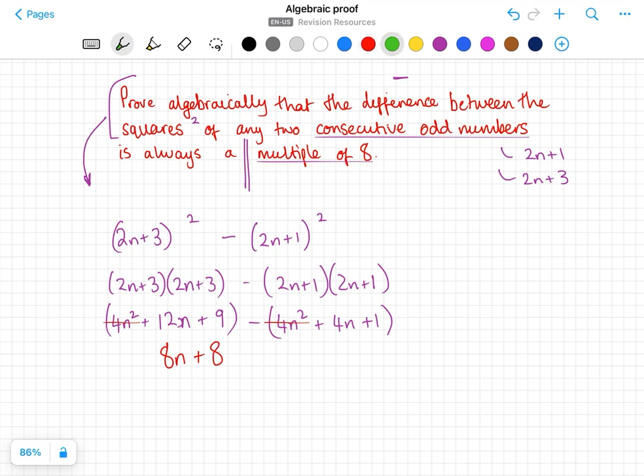Refer back to that second part of the question. Prove that it's always a multiple of 8. Well, take 8 out as a factor, leaving us with n plus 1. And the same thing. 8 is a factor, therefore always a multiple of 8.